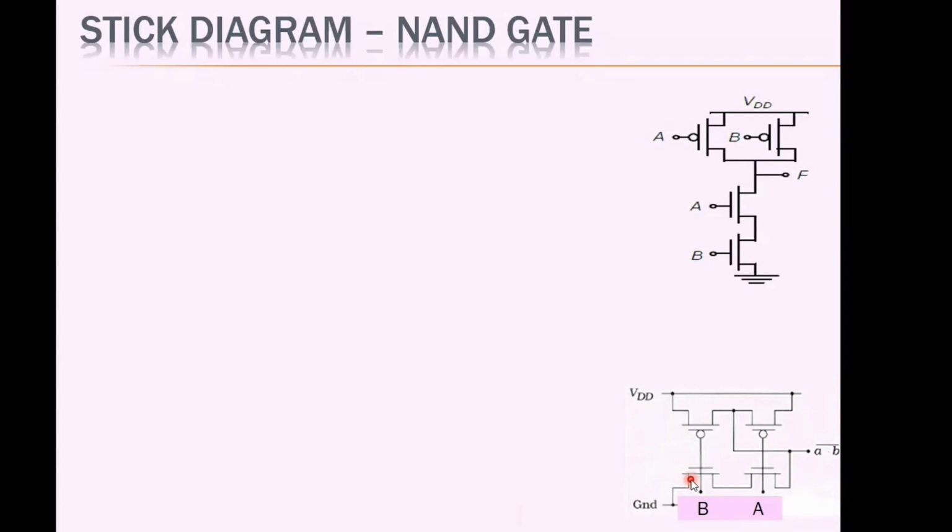Here we see the source of transistor B is connected to ground, the drain of transistor B is connected to the source of transistor A, and the drain of transistor A is connected to output. And the sources of transistors A and B of the PMOS devices are connected to the VDD line like this, and the drains of the A and B PMOS transistors are connected to output.